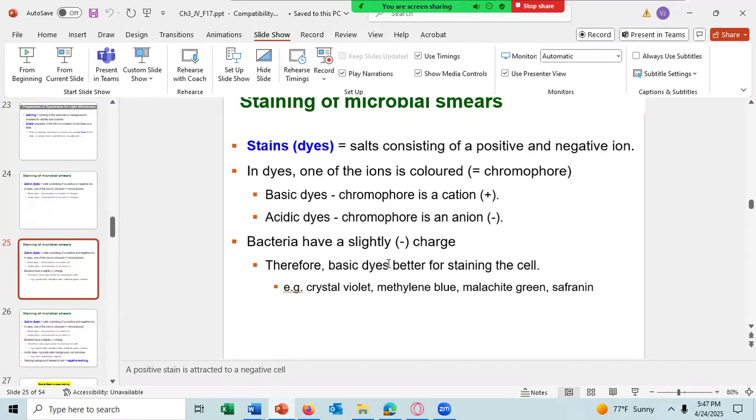Bacteria have a slightly negative charge. Therefore, basic dyes are better for staining the cell because the positive basic dye will attach to the cell. The acidic dyes are actually repulsed from the cell because the chromophore has a negative charge and the cell has a slightly negative charge. The basic dyes are the most commonly used dyes in microbiology, like crystal violet, methylene blue, malachite green, and safranin are all basic dyes. Any question about any of that?